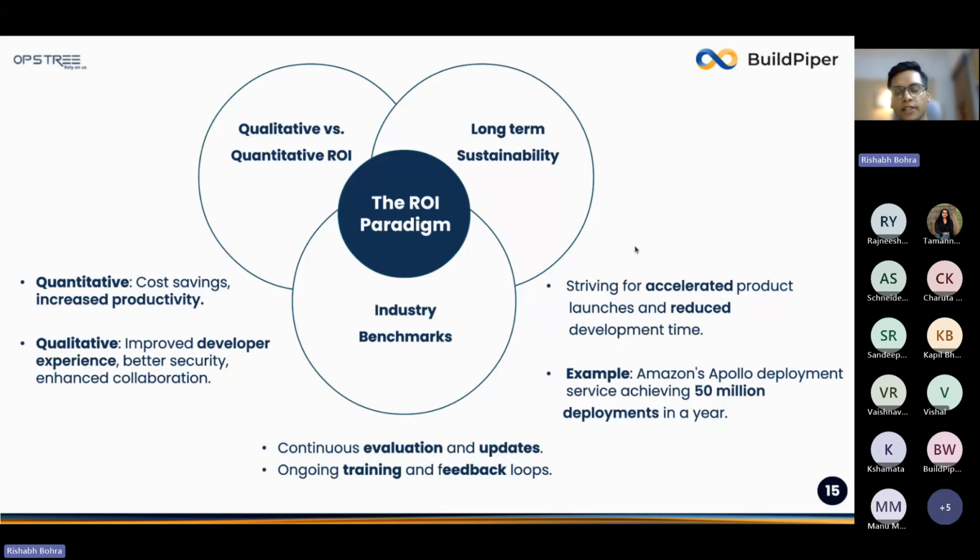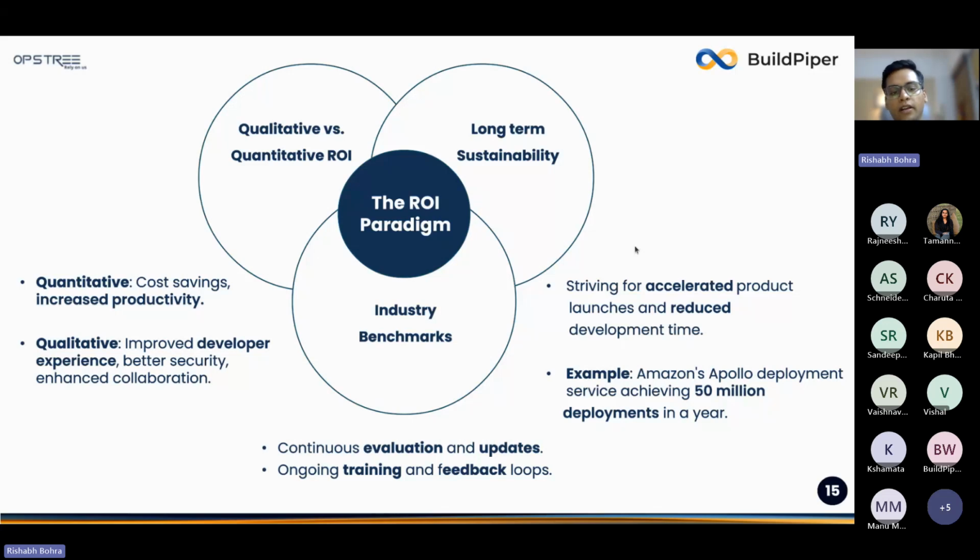not be possible otherwise. And here we can see the ROI paradigm, where it is essentially an amalgamation of different goals or trends, where the first one is a qualitative versus quantitative ROI, the long-term sustainability, and the engineering benchmarks. So hence, by clubbing all these 3 pointers, we can create a paradigm out of it, where from the quantitative point of view, cost savings is something that we are aiming to achieve, and hence the increased productivity as well.